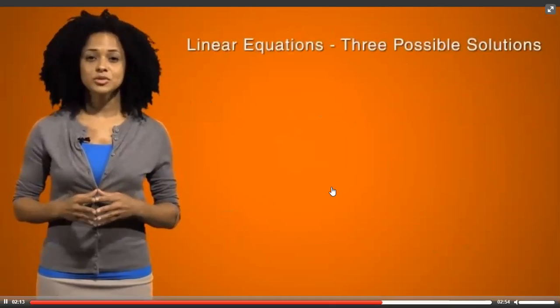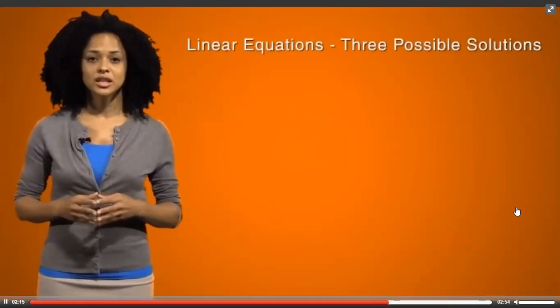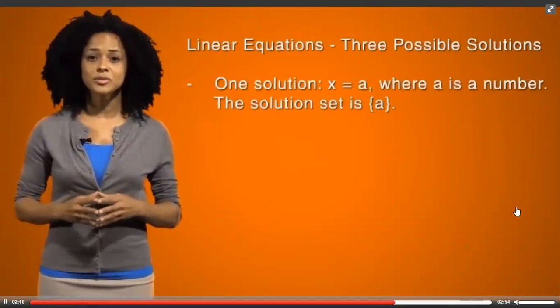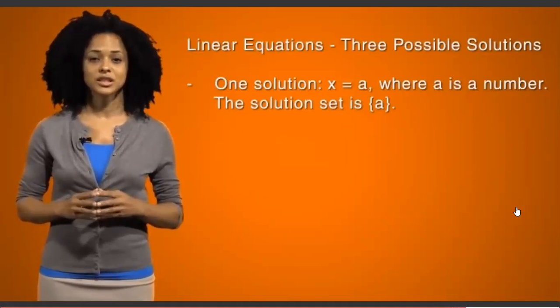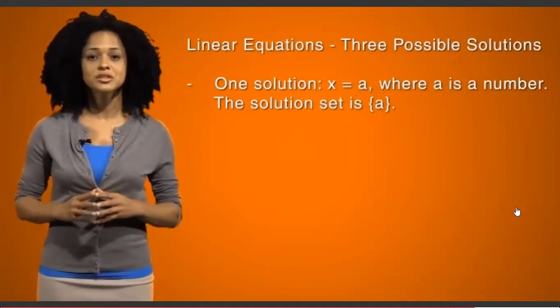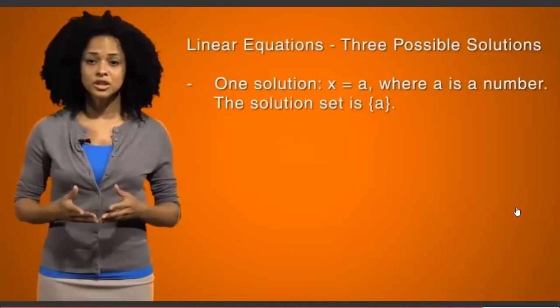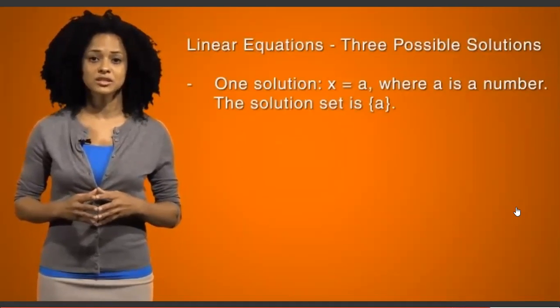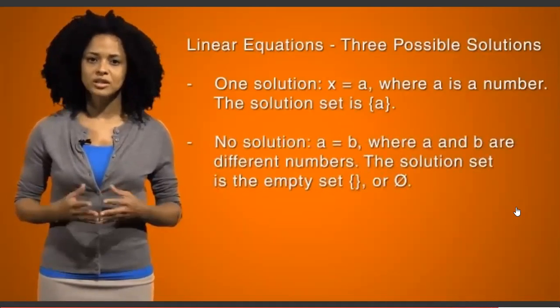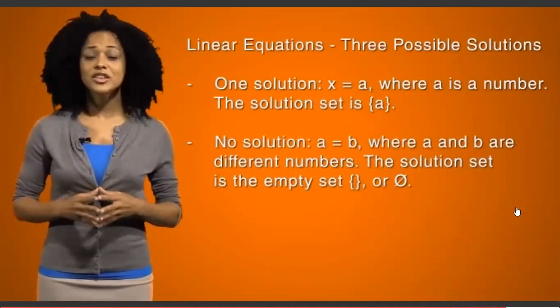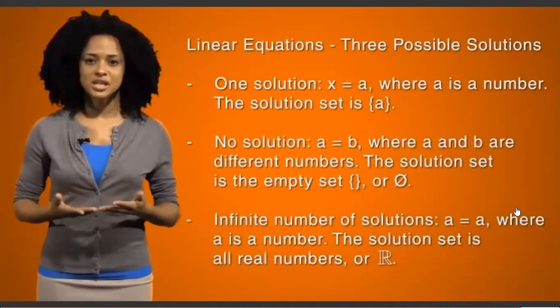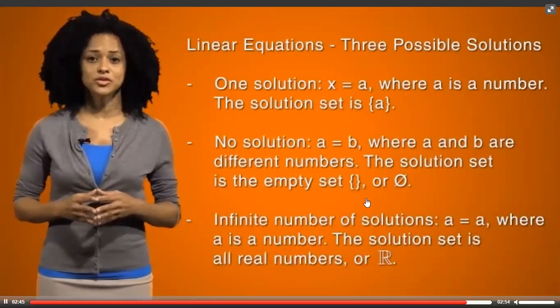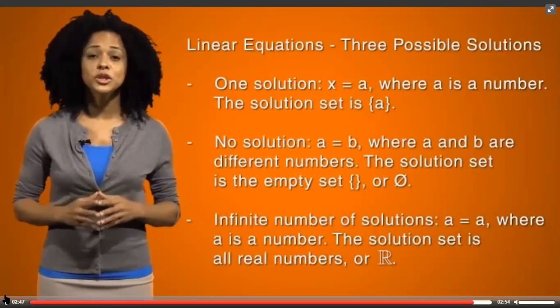So there are 3 possible solution sets for a linear equation. If, when solving, you're left with the variable equaling one value, then there is one solution. Most of the linear equations that you'll solve will have one solution. If, however, the variable terms cancel each other out, then there is either no solution or there's an infinite number of solutions. If you end up with a false statement, such as 9 equals 10, then there is no solution. If you end up with a true statement, such as 9 equals 9, then there's an infinite number of solutions, and the solution set is all real numbers.